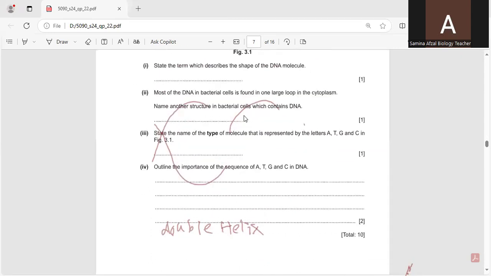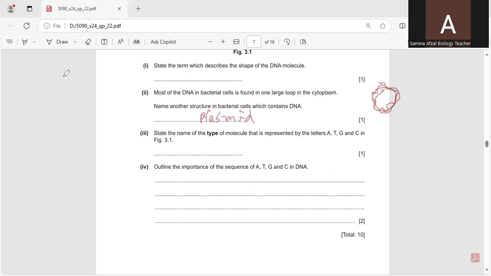And the next question is: most of the DNA in a bacterial cell is found in one large loop in the cytoplasm, name another structure in the bacterial cell which contains DNA. So the DNA has a circular shape, which is called a plasmid.